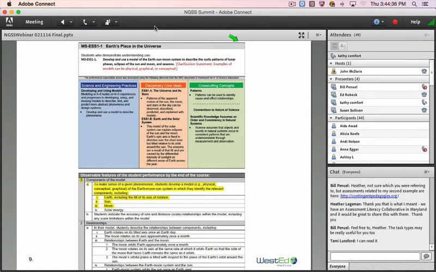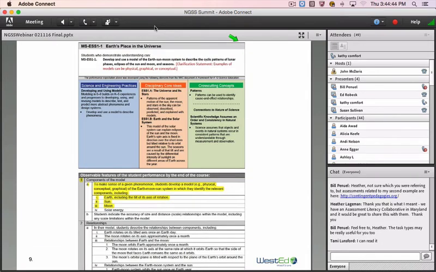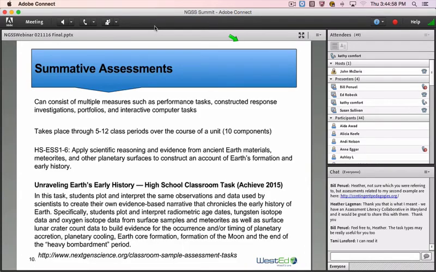So in this, showing your model is not getting at the true intent of the performance expectation. Again, it's only getting at part of one of the evidence statements. So it's looking at, can students draw a model, and in their model, can they include the earth, the sun, and the moon?